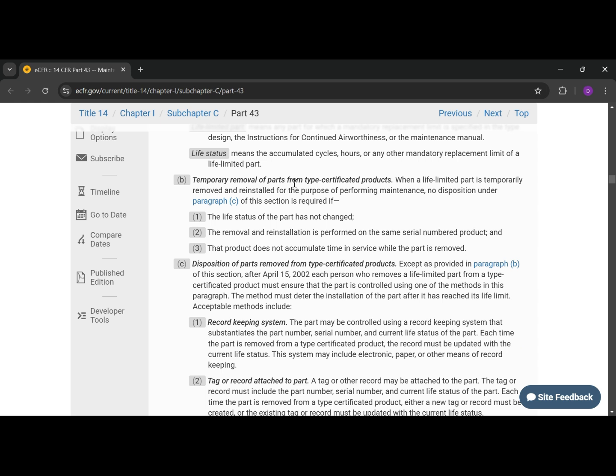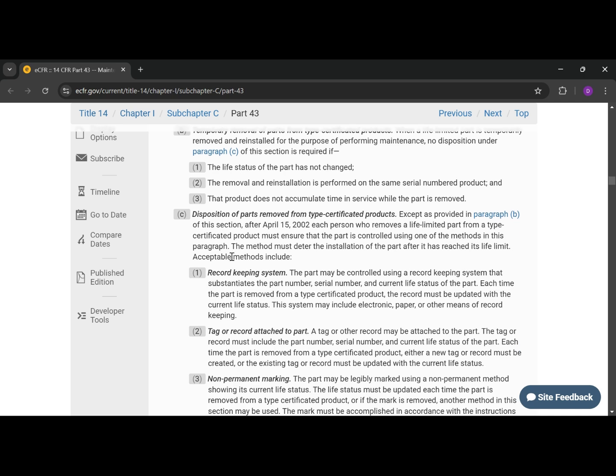Temporary removal of parts from type certificated products. When a life-limited part is temporarily removed and reinstalled for the purpose of performing maintenance, no disposition under paragraph (c) of this section is required if the life status of the part has not changed, the removal and reinstallation is performed on the same serial numbered product, and the product does not accumulate time in service while the part is removed.